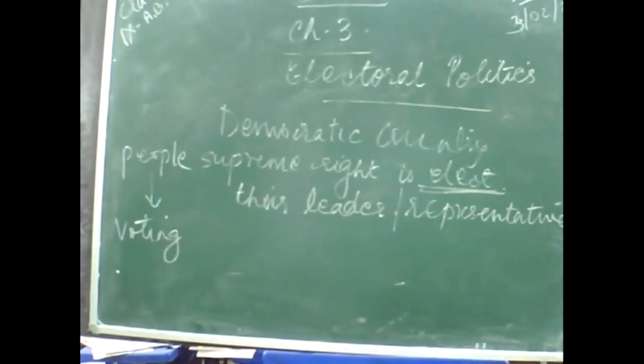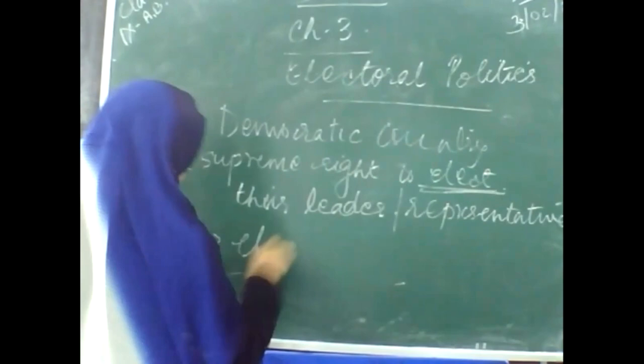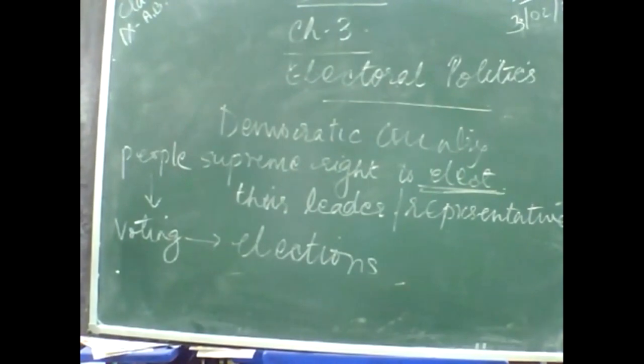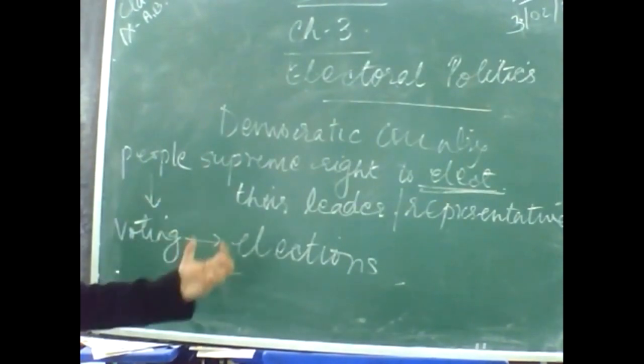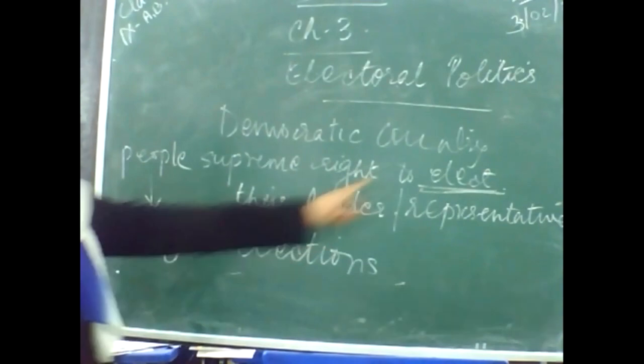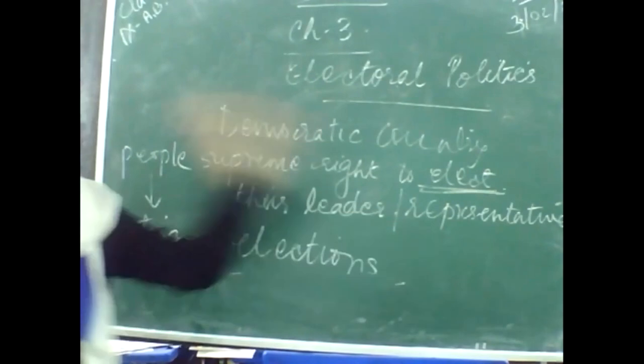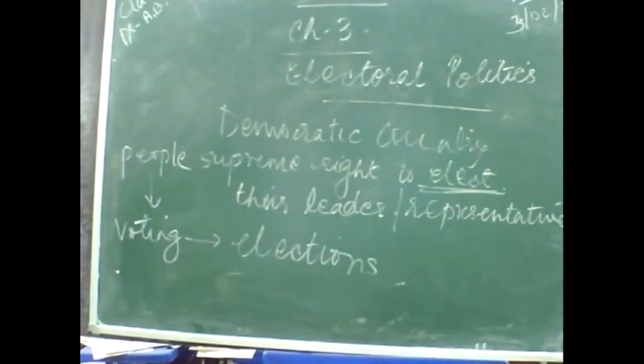Yes, ma'am. It is through the voting system, and this voting happens in elections. What are elections? Elections are a democratic activity where people cast their vote and elect their leader or representative, and the person who attains the highest votes in the election process becomes the leader or the representative of that particular area. Is that clear? Yes, ma'am.